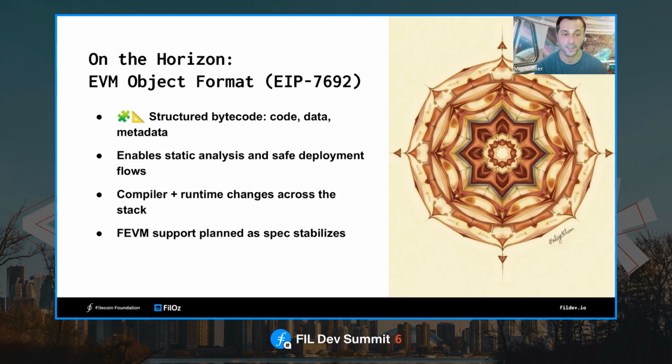EIP 7692 is about restructuring how smart contract bytecode is organized, splitting into separate sections for code, data, metadata, and so on. The goal is to enable better static analysis and safer deployments. It's a pretty big change, since both compilers and the EVM runtime need to adapt. Ethereum is still finalizing details, and we're keeping a close watch.